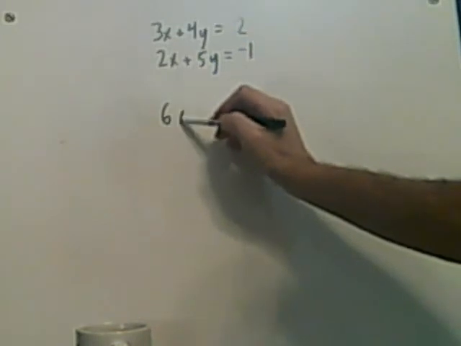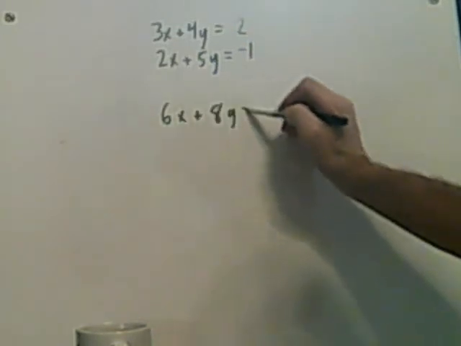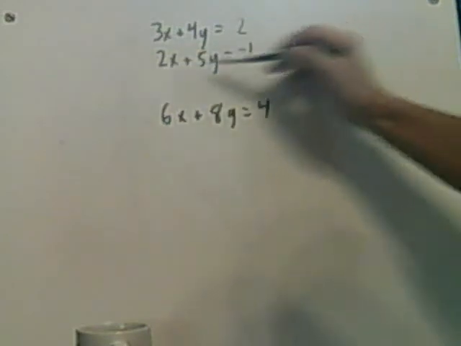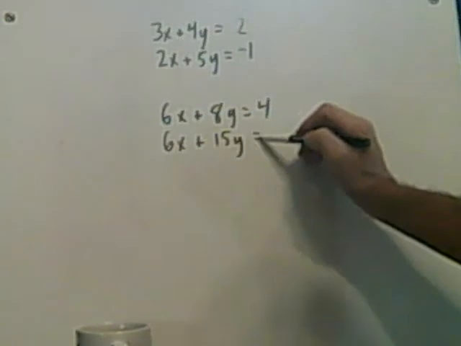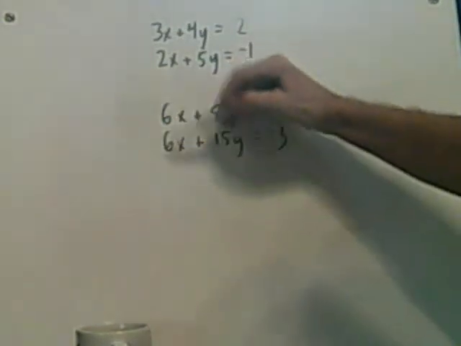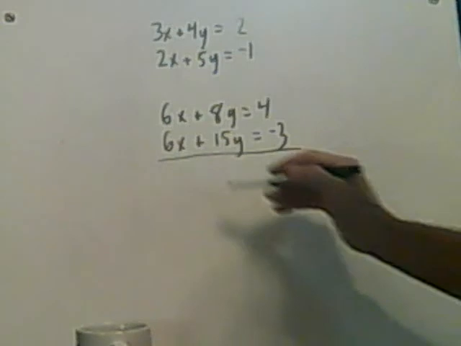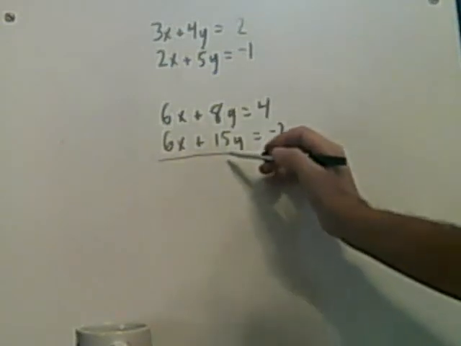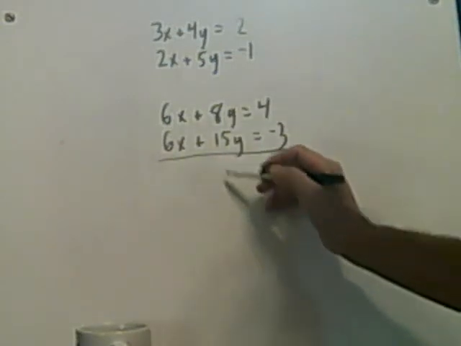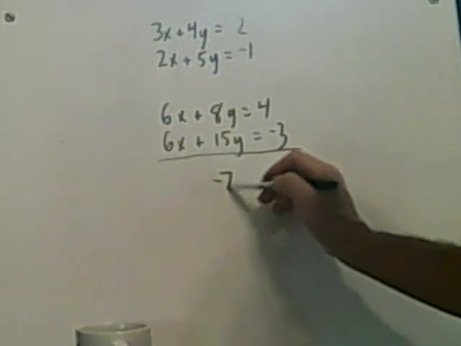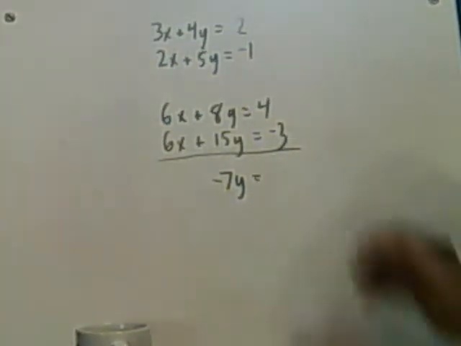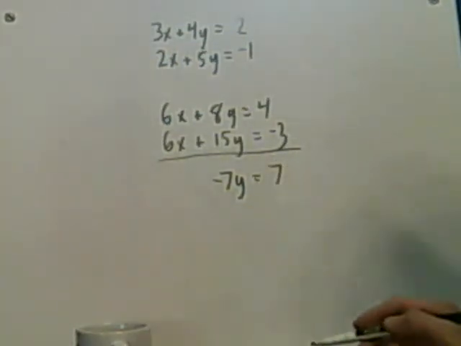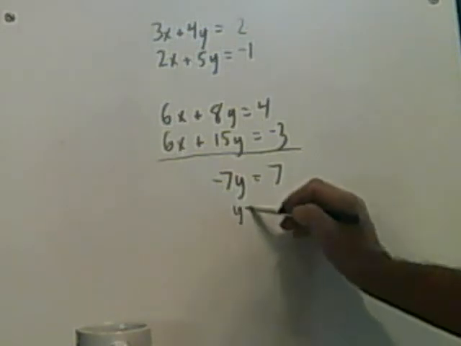So if I multiply the first equation by 2, that's going to be 6x plus 8y is equal to 4. I multiply the second equation by 3, that's going to be 6x plus 15y is equal to negative 3. So you see what I was trying to do is get these ones to match up. Now when I subtract them, I get 8y minus 15y. That's going to be minus 7y. And I get 4 minus a negative 3, that's equal to 7. So that means y is equal to negative 1.